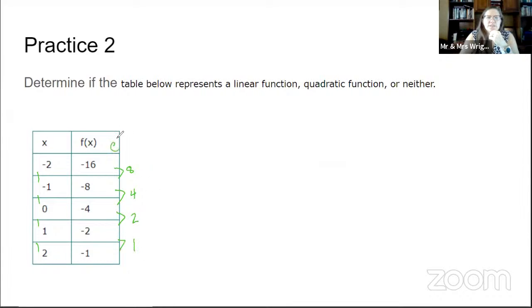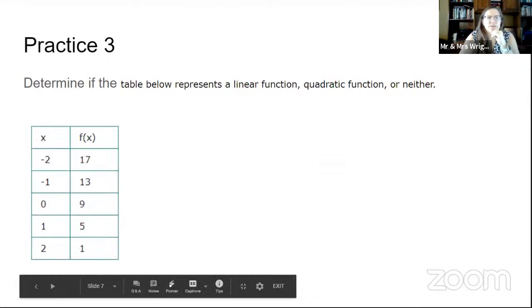So we can already see that change 1 is not constant. So it is not a linear function, right? So let's move on to change 2. The difference between 8 and 4 is 4. The difference between 4 and 2 is 2. And the difference between 2 and 1 is 1. So it is not quadratic. This is neither again.